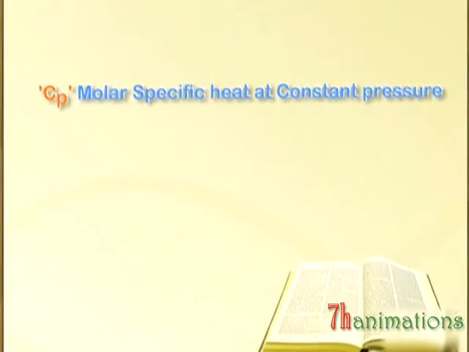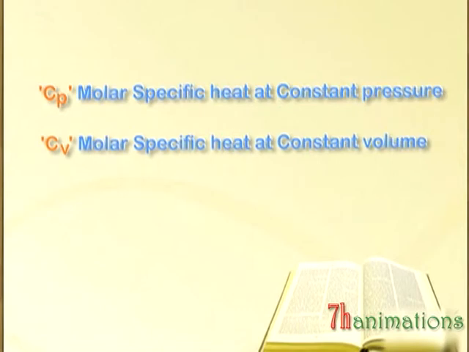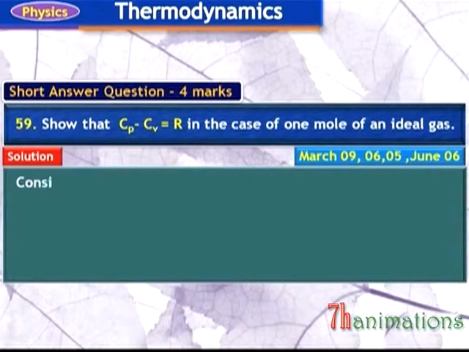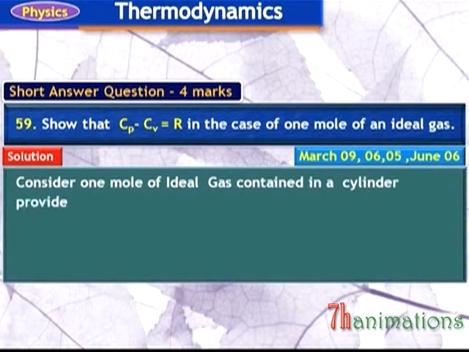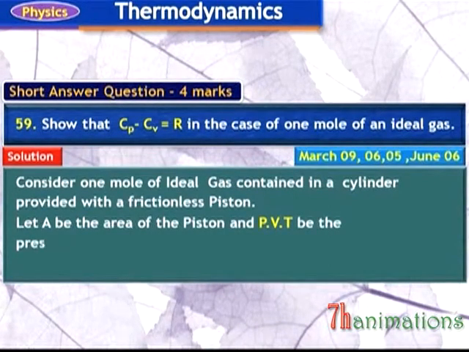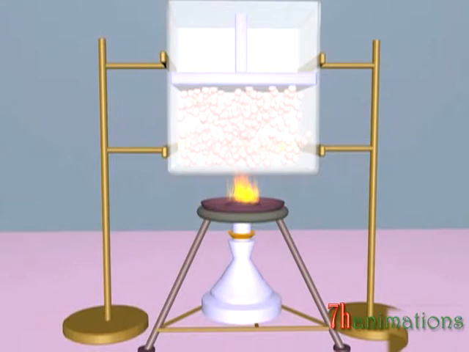Here Cp is the molar specific heat at constant pressure, Cv is the molar specific heat at constant volume, and R is the universal gas constant. Now to derive this, we consider 1 mole of an ideal gas contained in a cylinder provided with a frictionless piston. Let A be the area of the piston and P, V, T be the pressure, volume and temperature of the gas.